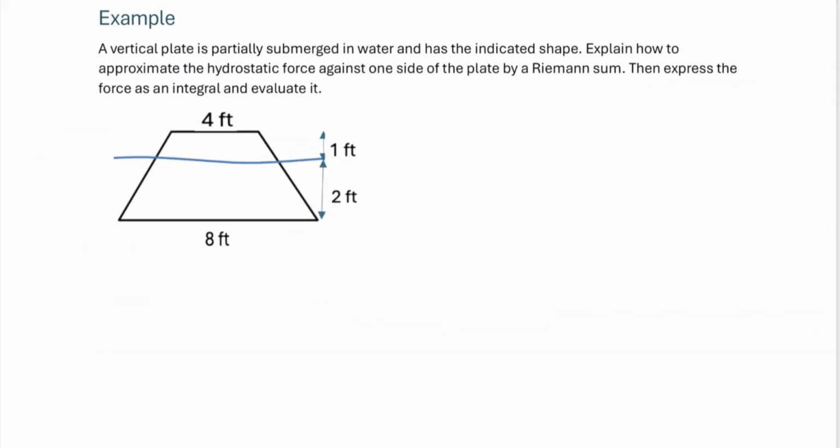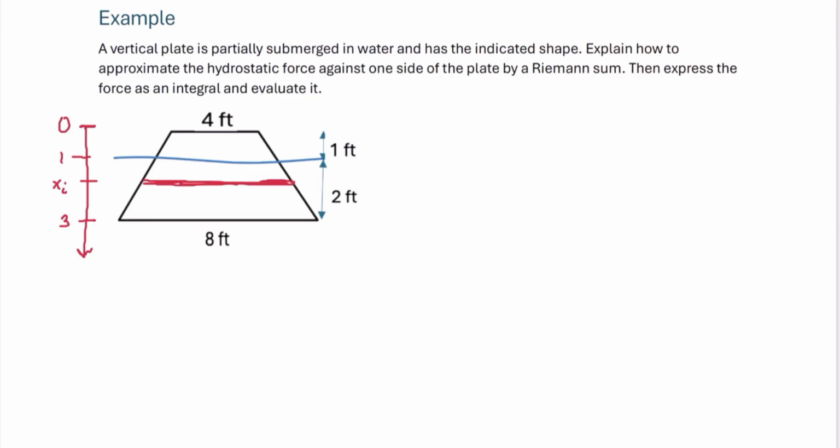In this example, we will again be looking at hydrostatic force on a plate. We'll start by labeling an axis. Let's say the top of that plate is at 0, the top of the water is then at 1, and the bottom of the plate is at 3. And we'll focus on an arbitrary strip in that plate. Let's say it's at a depth of x sub i.